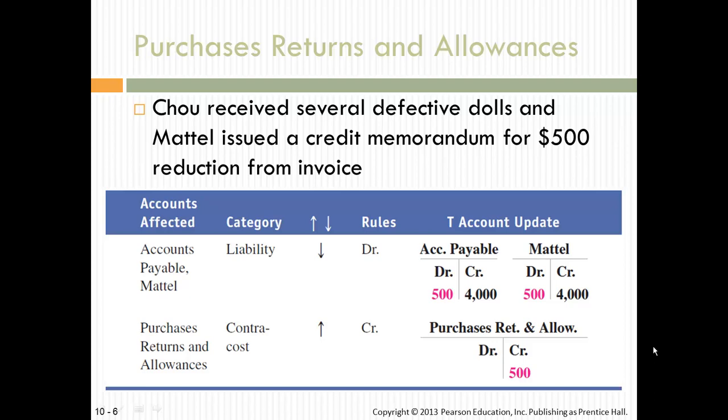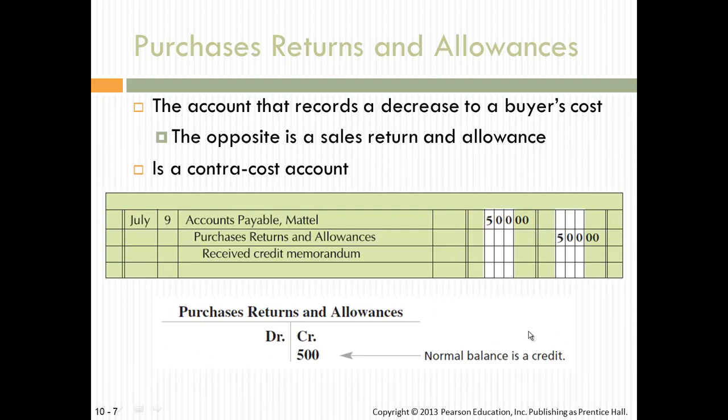Now you must keep track of any purchase returns and allowances. Just like we kept track of sales returns and allowances, we keep track of purchase returns and allowances. So here's an example. Chow received several defective dolls, and Mattel issued a credit memorandum for $500. So here's your accounts payable, it's a liability, and it is decreased by the return. And then your purchase returns and allowances is a contra cost account. It has a credit balance. So instead of just crediting purchases, you're going to credit purchase returns and allowances so that you can keep track, just like we did on the sales side. With sales returns and allowances, you want to have a contra account so that you can track how many times you have to return something. And here's what it looks like in the general ledger. So you see the account that is hit here.